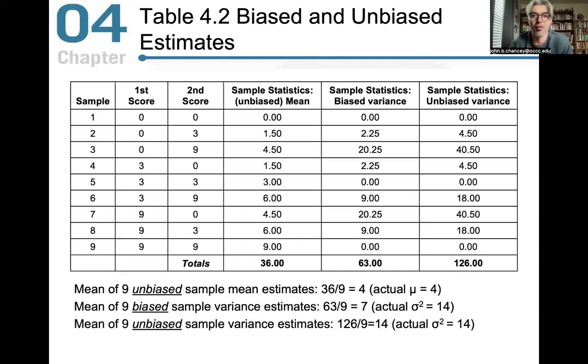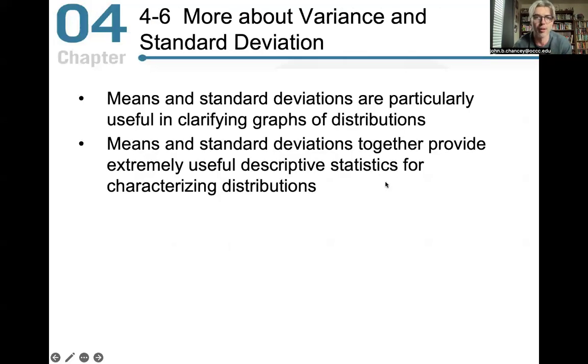So here is an example of what this looks like. We have a sample of 9, with different scores: first score, second score, and our statistics. Our mean, the unbiased mean, of course, is 36. Our biased variance gives us 63. Our sample statistic's unbiased variance gives us 126. If we want to use the mean of 9, an unbiased sample mean gives us 36 divided by 9 equals 4. Biased gives us a 7. Unbiased sample variance, 14. So it tells us different stories depending on whether we're talking about a biased or unbiased estimate.